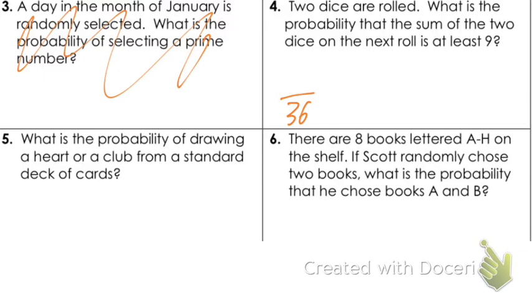Now, do any of these add up to be at least 9? No. Now, will any of my 3s add up to be at least 9? Yes, 3 plus 6. Any of my other 3s? No. What about my 4s? 4 plus 5 and 4 plus 6 both add up to be at least 9. What about my 5s?